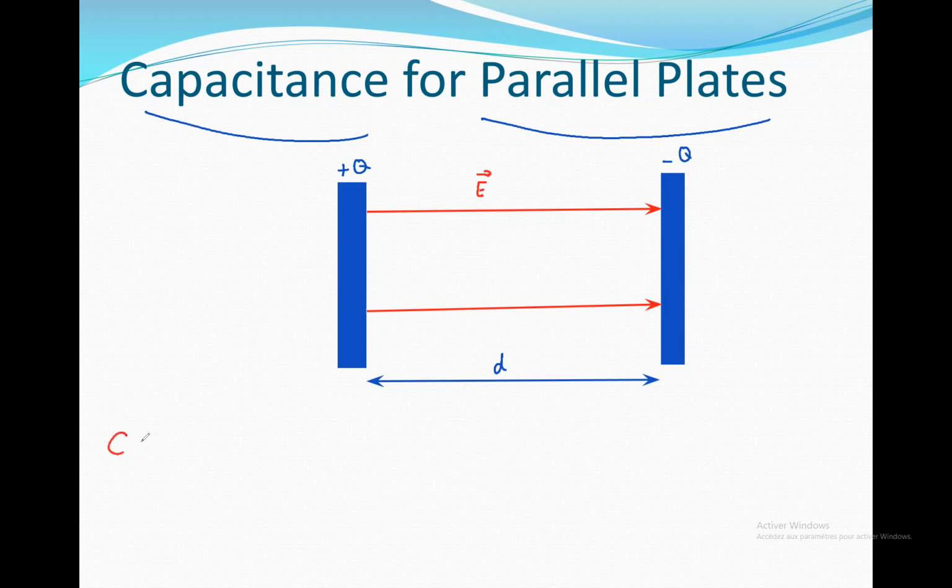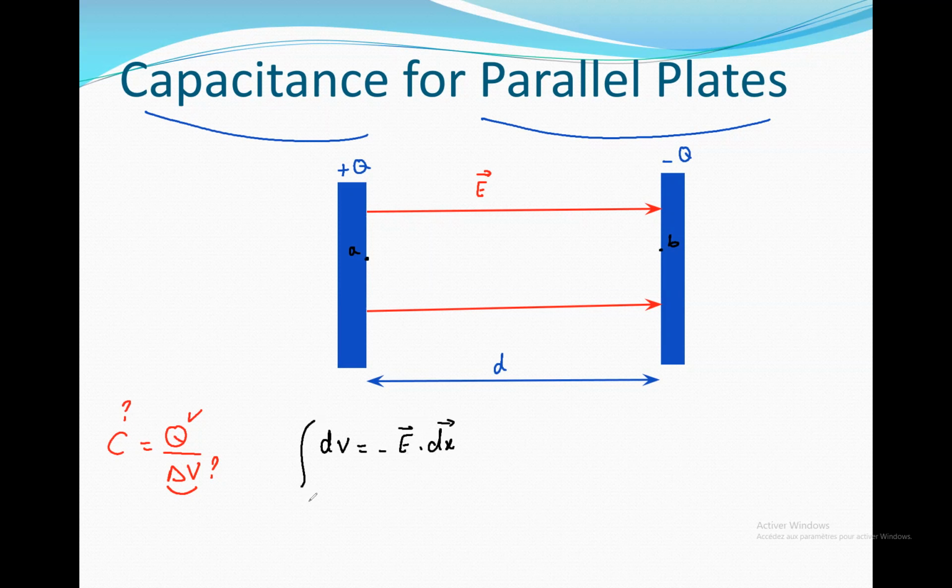The capacitance equals Q divided by delta V. I need to calculate the value of C. I have Q, so we need to calculate delta V. We can choose two points, A and B. We can say delta V equals minus the integral of E dot dx.